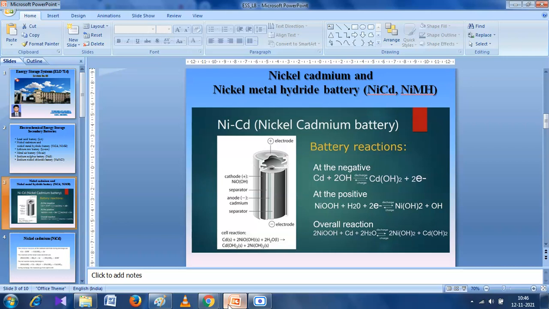In the nickel cadmium battery, the positive plate is nickel oxide hydroxide and the negative plate is cadmium.